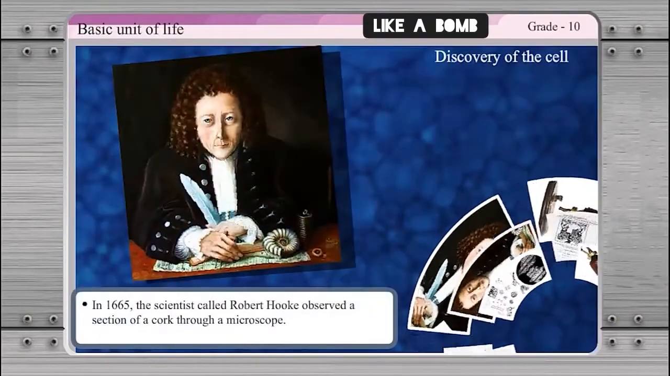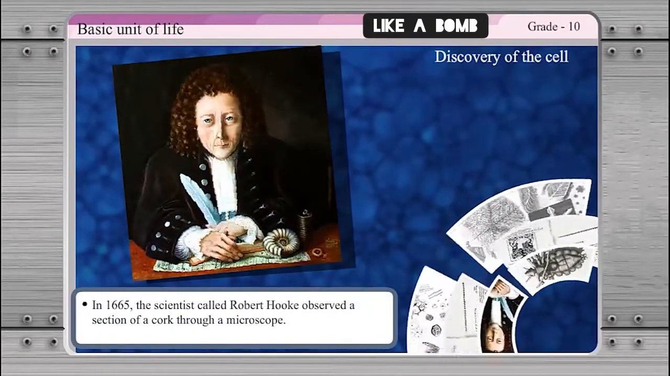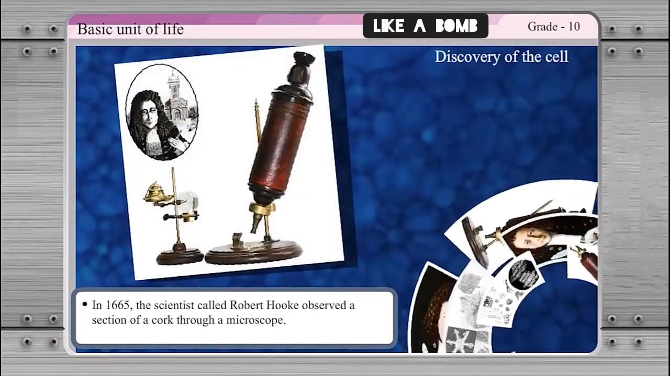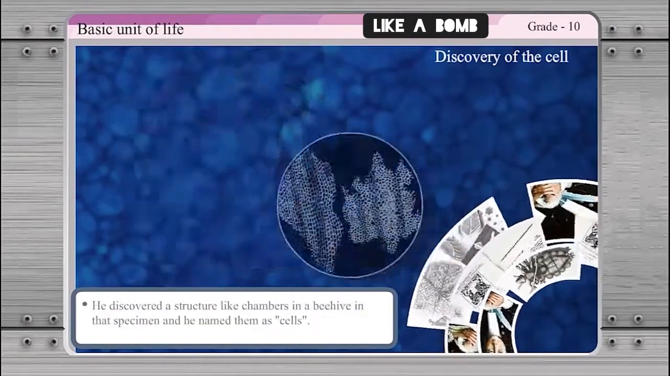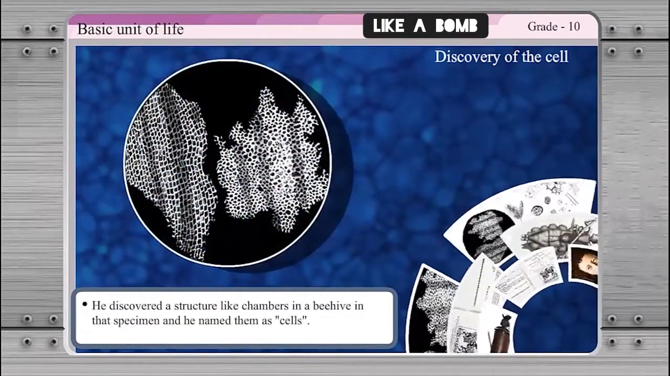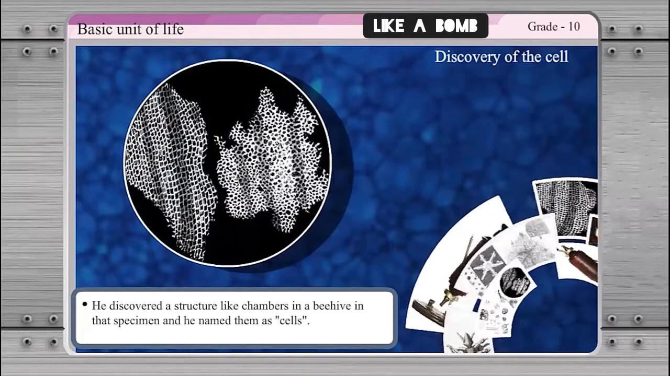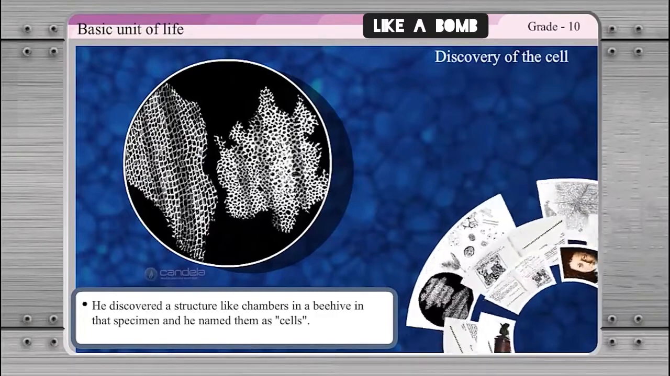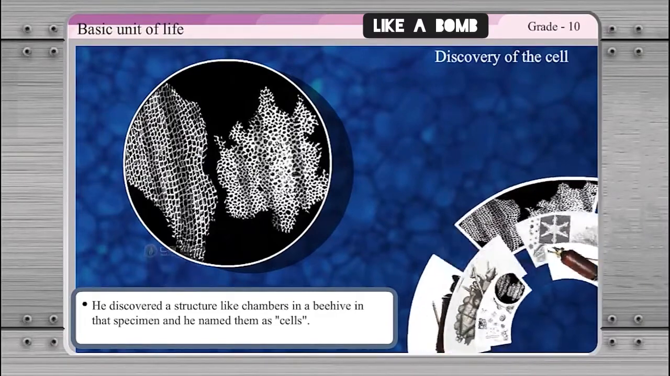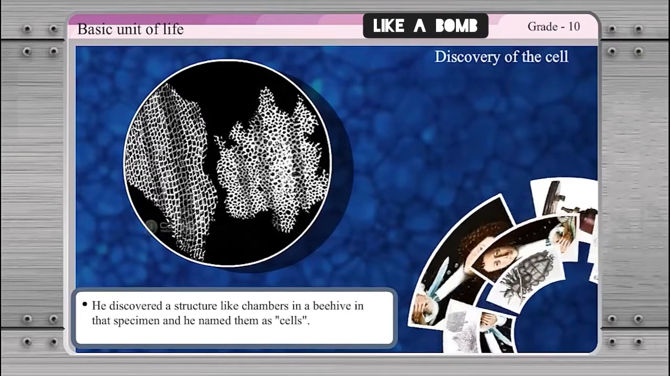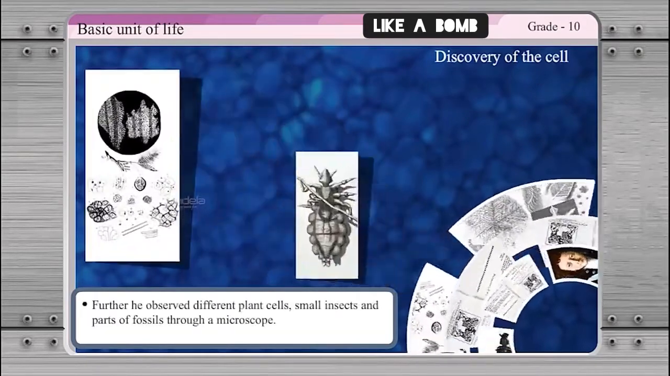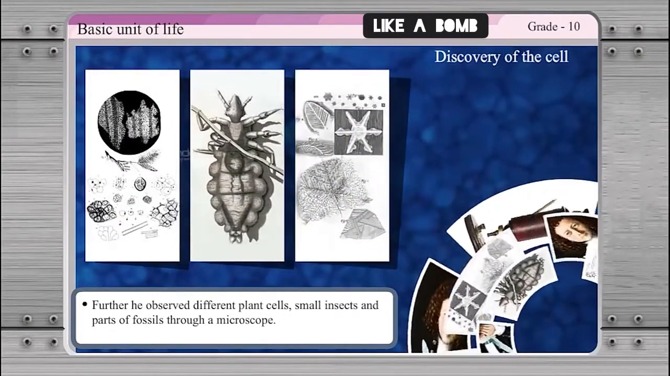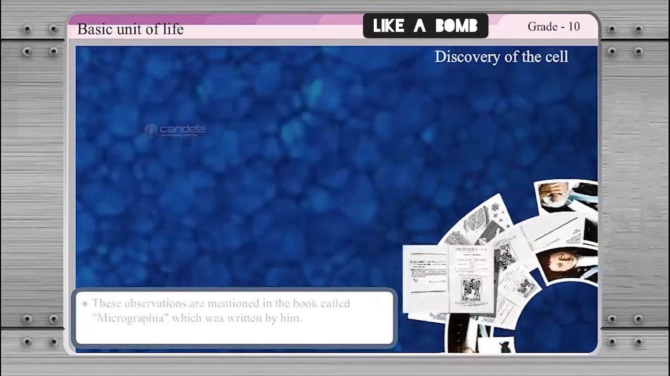In 1665, the scientist Robert Hooke discovered a structure like chambers in a beehive in a section of a cork by observing it using a microscope. He named one such chamber a cell. In English, it is known as a cell, and it comes from the Latin word cella. The meaning of the word cella is the small cage. Apart from this, he had observed different plant cells, small insects, and fossils through a microscope. He mentioned all these observations in his book called Micrographia.